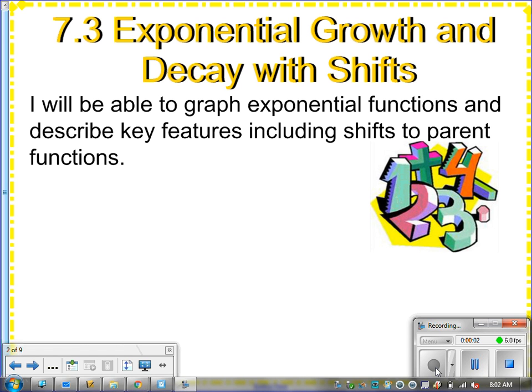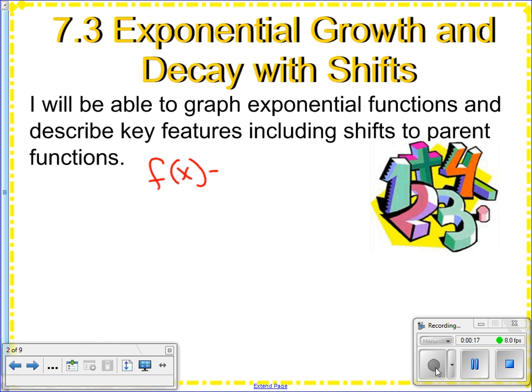Today we will be doing 7.3 exponential growth and decay with shifts. At the end of this lesson, you will be able to graph exponential functions and describe key features, including shifts to the parent functions. So we're going to take our parent function, f of x equals b to the x, and we're going to be shifting it left, right, up, and down.